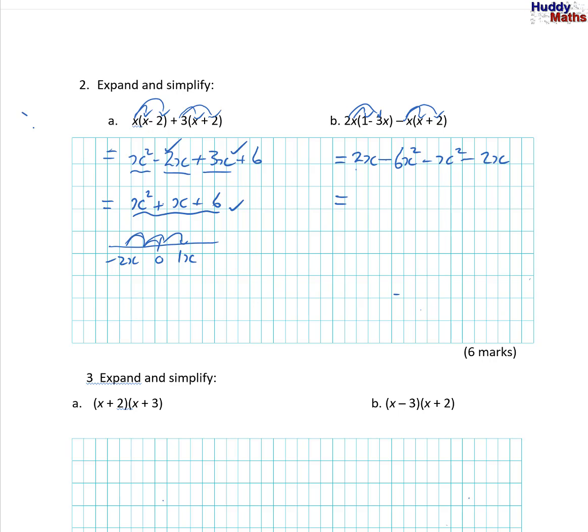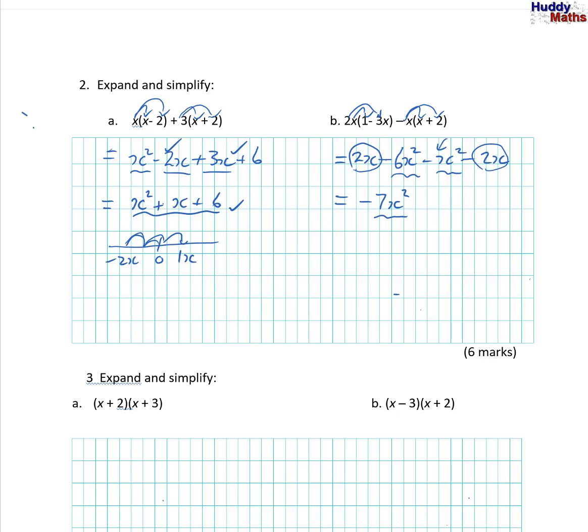Okay, so let's collect them up now. So how many x squareds? Let's start with the x squareds. Negative 6x squared, take another x squared is down the left-hand side of the number line. Negative 7 lots of x squared. Just remember, x squared means 1x squared, we don't write the 1 in front. 2x minus 2x is no x. So it's just that form there.